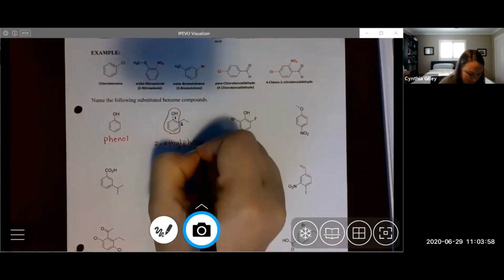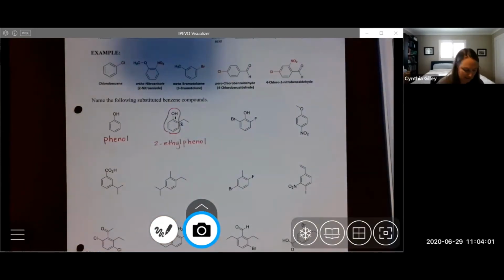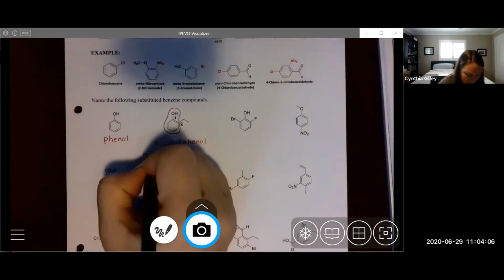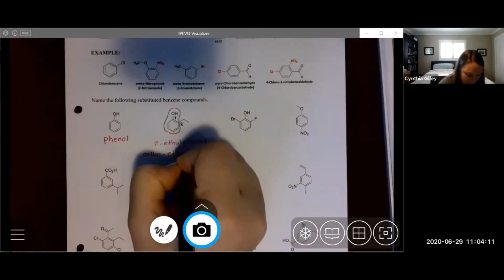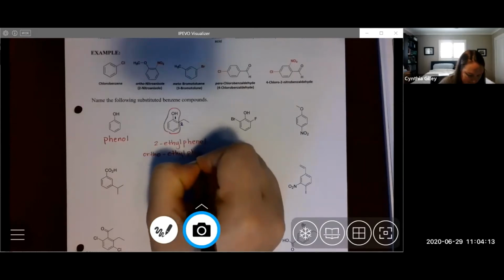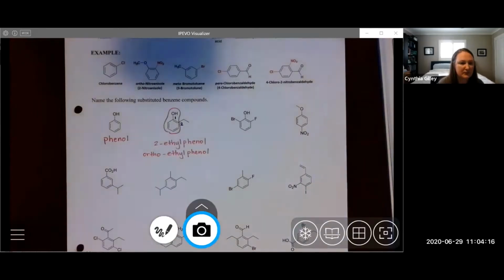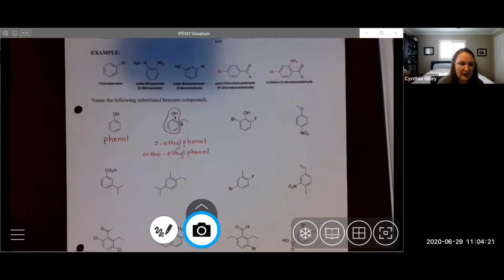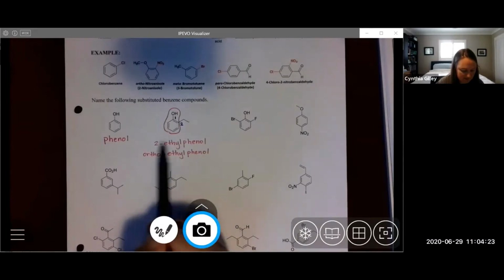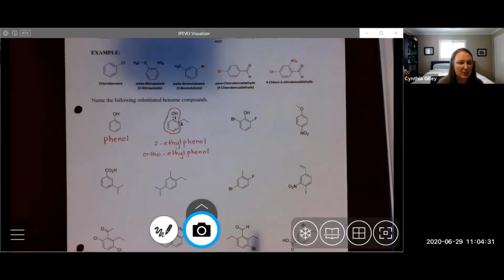Or because there are 2 substituents here, it's also possible to call this ortho-ethyl phenol. It basically means the relative position is 1,2. And this is sometimes just shortened to just an O. Okay, but I prefer the numbers, just because you can always do numbers regardless if there's 2 or more substitutions. It's a more broad-based meaning.